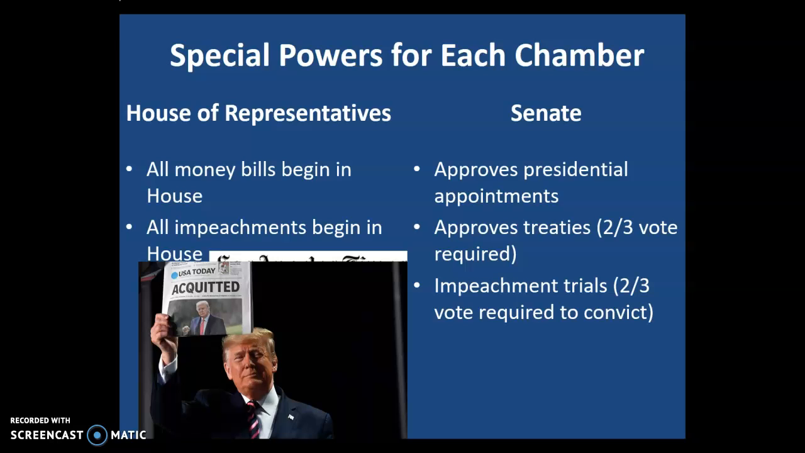And impeachment, by the way, isn't just directed at the president. Members of the president's cabinet, like the Secretary of State, Secretary of Treasury, those individuals can be impeached. And members of the federal judiciary can also be impeached.